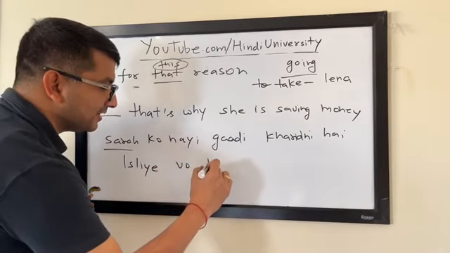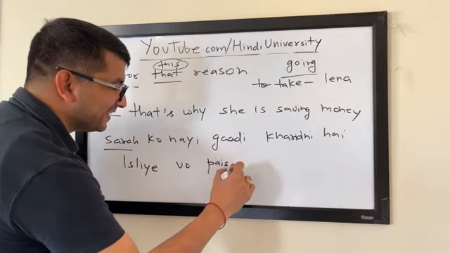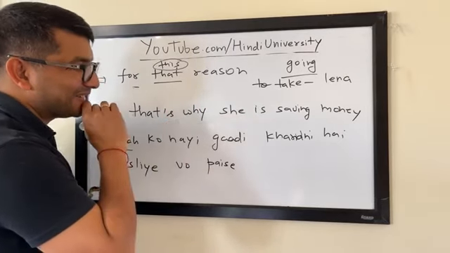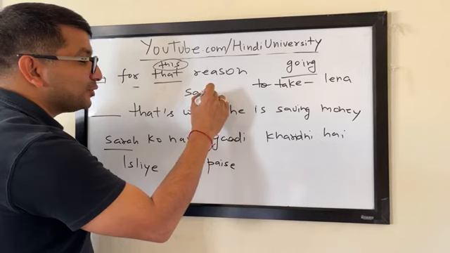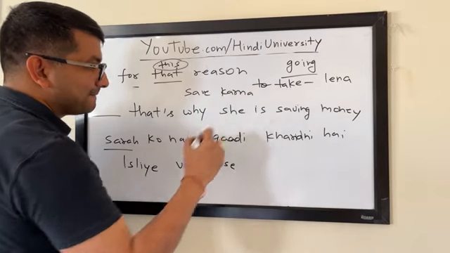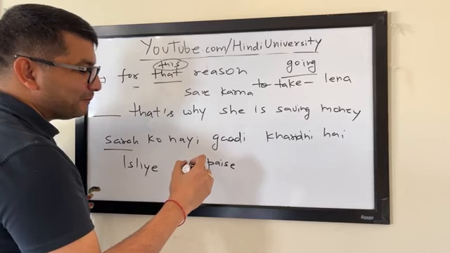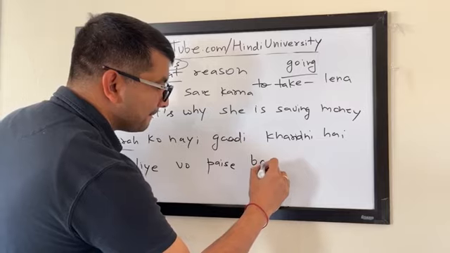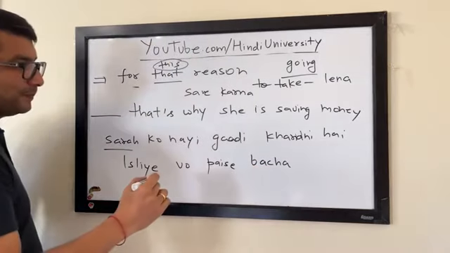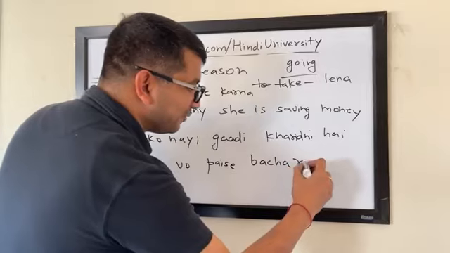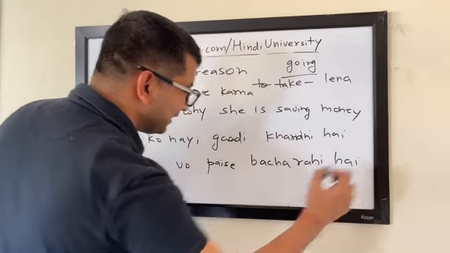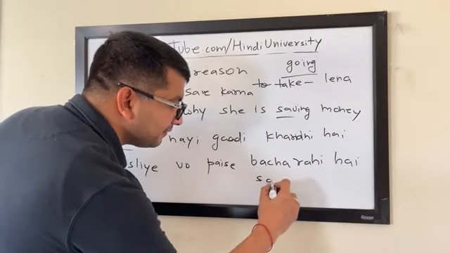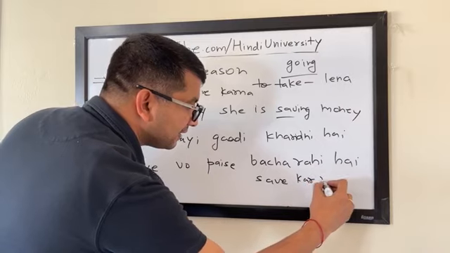What's the word to save again? I'm trying to remember. You can just say bachana, to save, it's the same thing. Isliye paise bachati, bacha rahi hai. Very good. Isliye wo paise bacha rahi hai. If it doesn't come to you spontaneously, you can simply say wo paise save kar rahi hai.